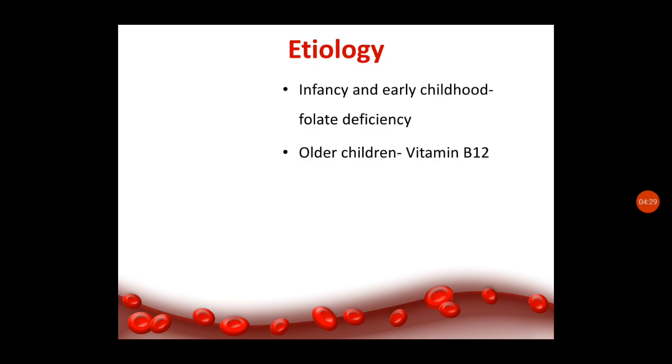Regarding the etiology, in infancy and early childhood, folate deficiency leads to megaloblastic anemia, and usually vitamin B12 deficiency is seen in older children and leads to megaloblastic anemia. So both folic acid and vitamin B12 deficiencies lead to megaloblastic anemia. In infancy and early childhood it may be due to folate deficiency, and in older children it may be because of vitamin B12 deficiency. Hope that is clear.